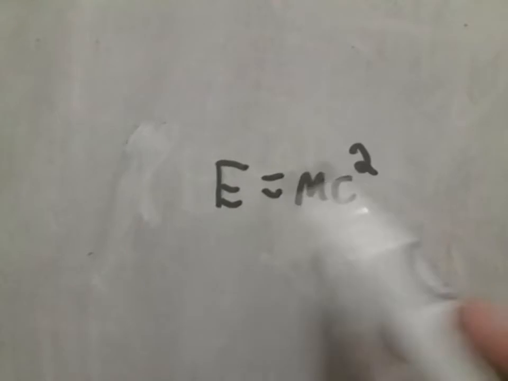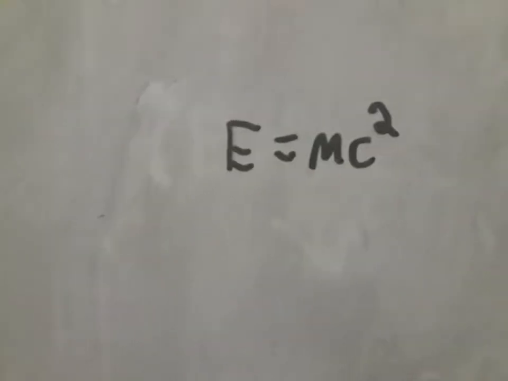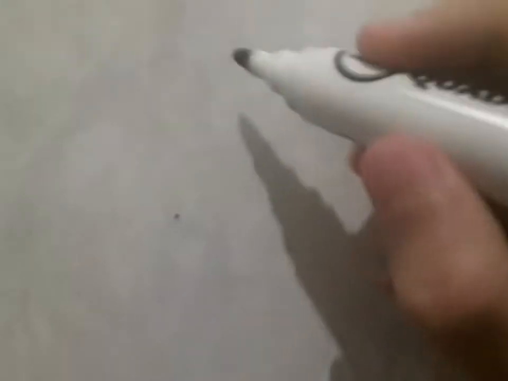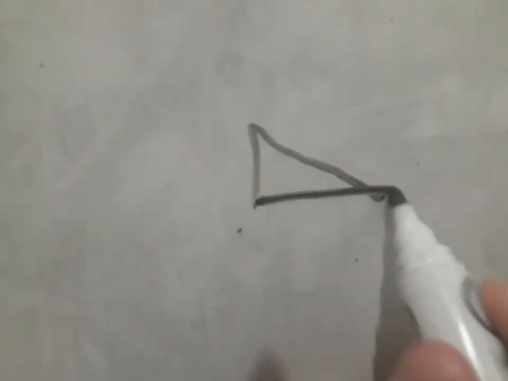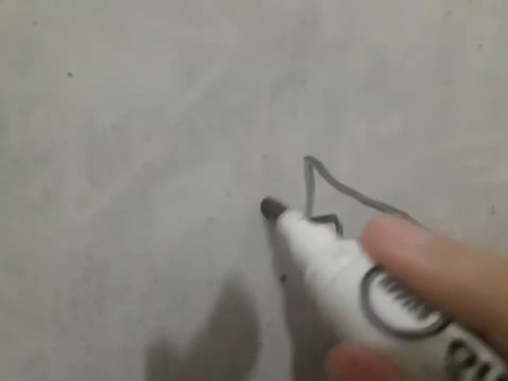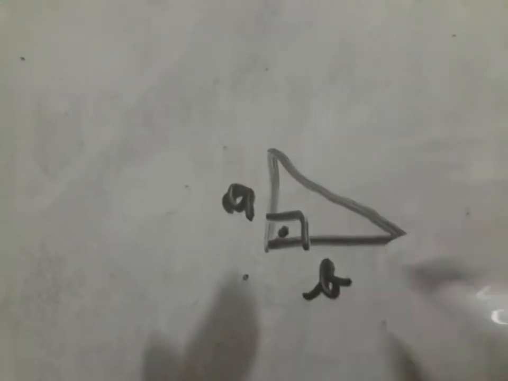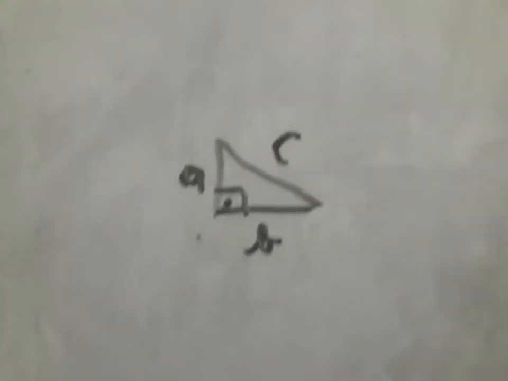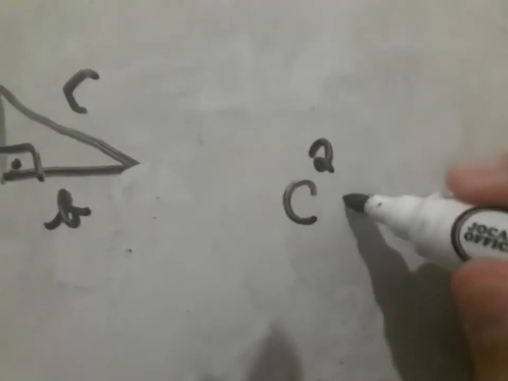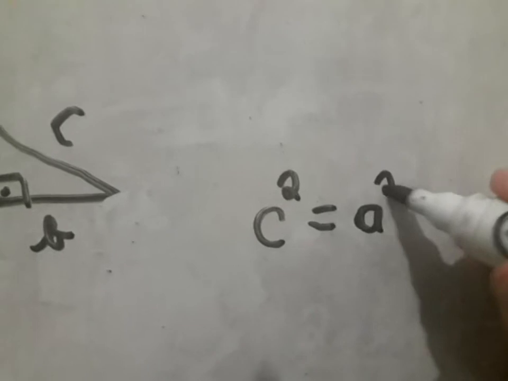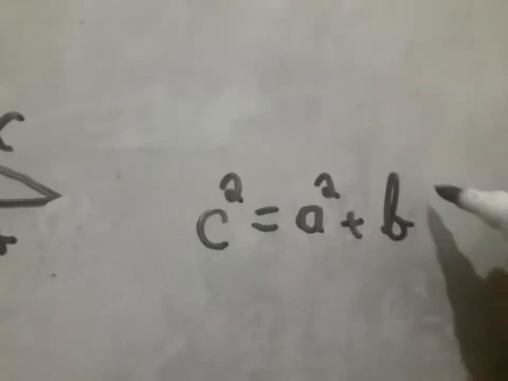Another famous one, and I'm not going to explain this one here because that's physics, and in today's video we're going to talk about math. So if you have a triangle, let's pretend this is a triangle, and here is 90 degrees. We're gonna call this side A, this side B, and this side C. The Pythagoras theorem tells us that c squared equals a squared plus b squared.